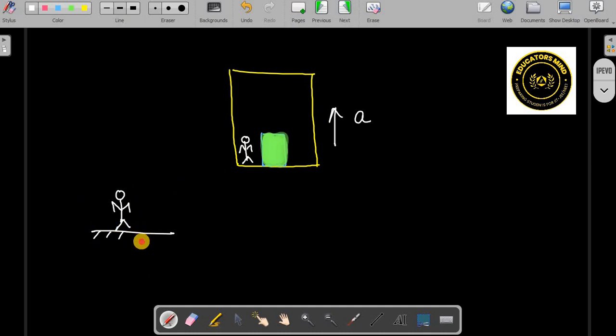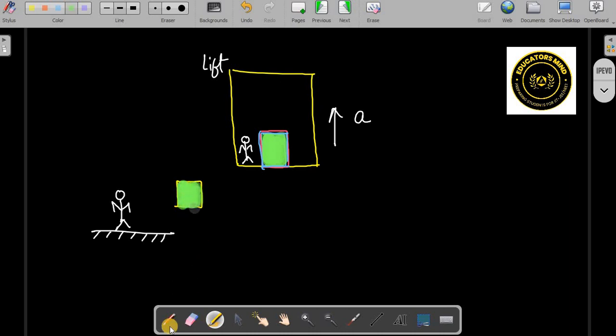Okay, this observer is on the ground. So this observer is observing, and this frame is an inertial frame, right? This person in the lift is in a non-inertial frame, right? So let us study the forces on this body from both frames of reference. Okay, so first we are going to study the forces acting on this with respect to the ground. Let's draw a free body diagram. With respect to the ground, this person sees that it is going up. So for this person, this object should also have the same acceleration, isn't it?